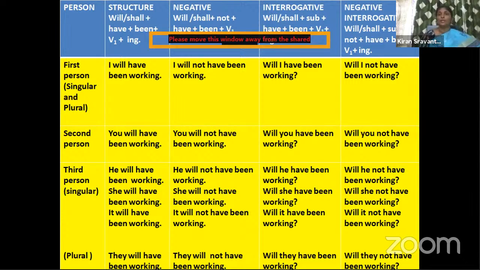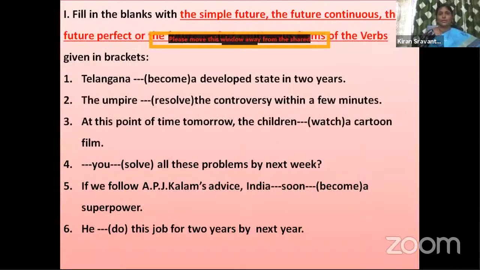So coming to negative interrogative, will I not have been working? Or won't you have been working? Or coming to third person singular, will he not have been working? Or won't she have been working, won't it have been working, won't they have been working. In that way we frame the negative interrogative.